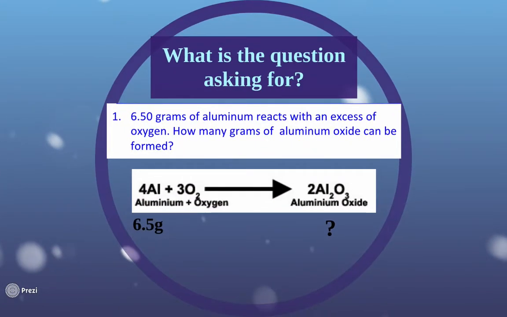What is the question asking for? It is asking how many grams of aluminum oxide are formed. In order to find this, we must first determine the limiting reagent of the reaction. Luckily, the problem states that oxygen is in excess, and therefore aluminum must be the limiting reagent. Now we must convert the grams of aluminum to moles of aluminum.